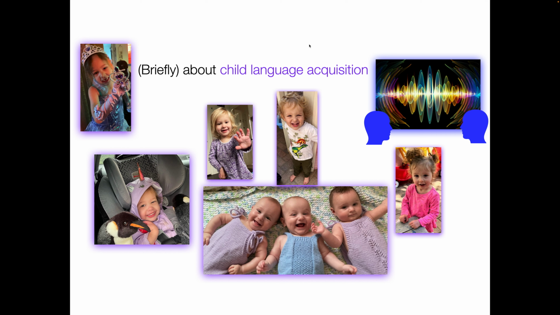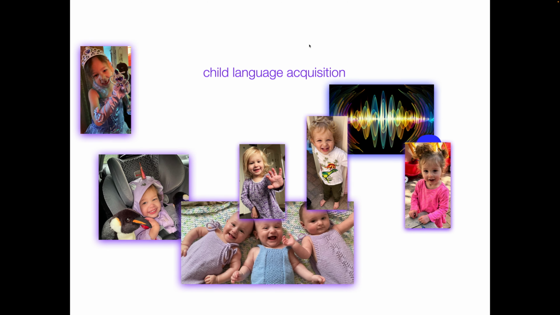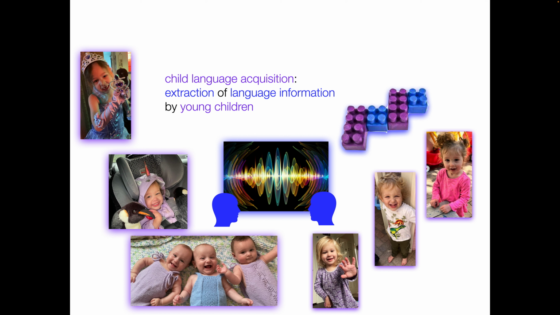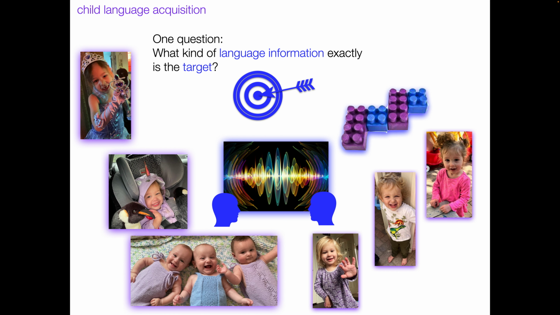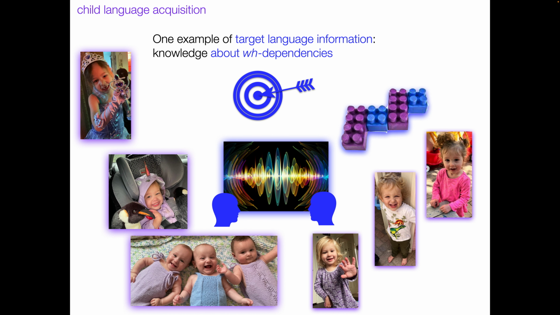So let's talk briefly about child language acquisition. And one way to think about it is as the extraction of language information by young children, like these, who happen to be my children. And one question you might have is, okay, language information, well, what kind of language information exactly are we talking about as the target of acquisition? And let me give you one example, in this case about WH dependencies, that is relationships between words which in English are WH words like who and what and where they're understood. So let's consider this. In some sense, one type of knowledge is which WH dependencies are strongly dispreferred versus preferred.